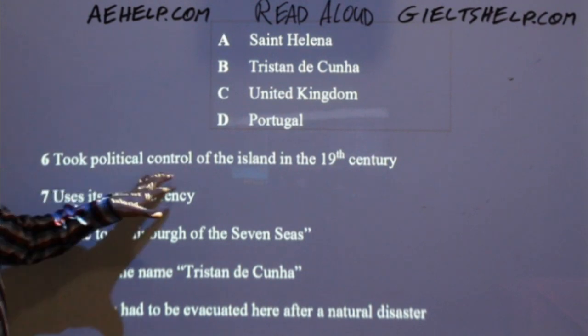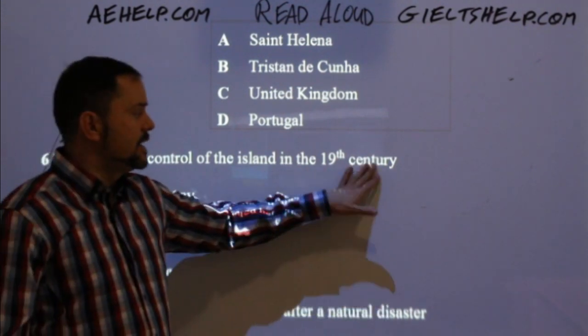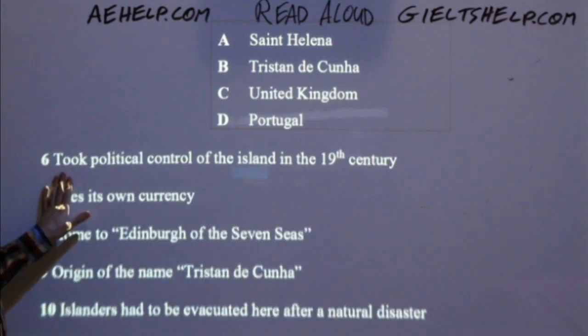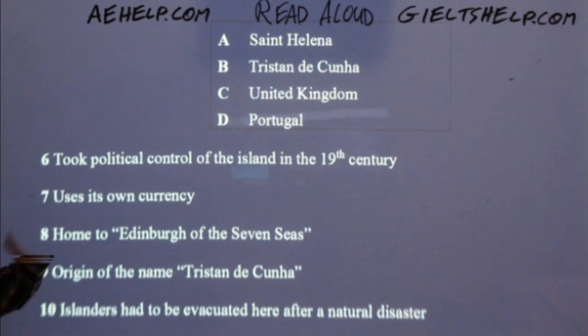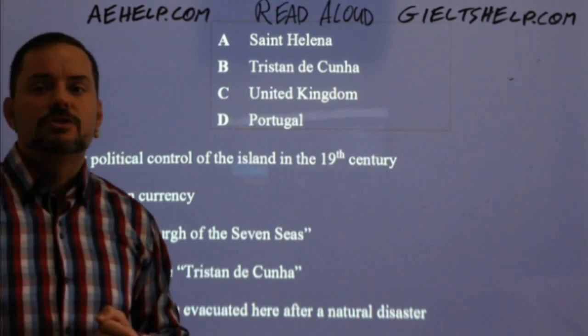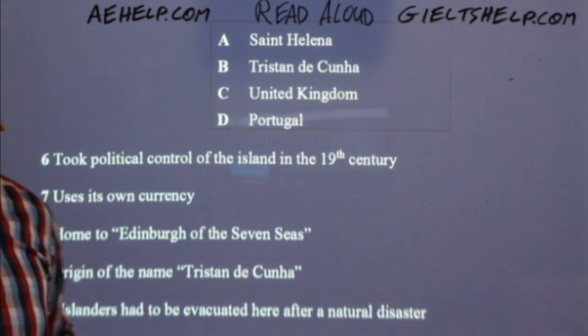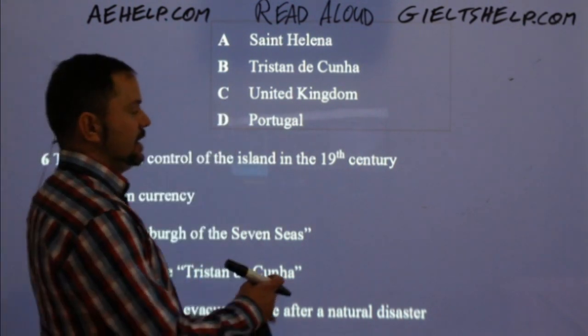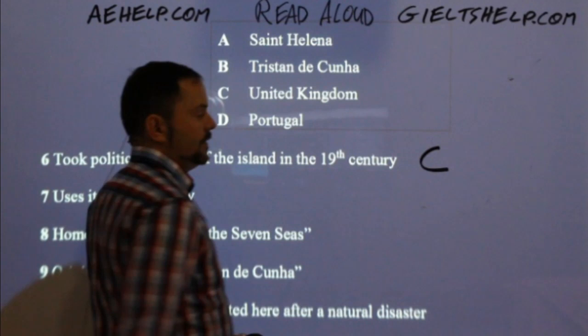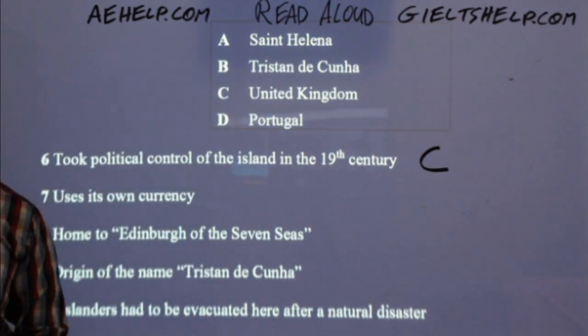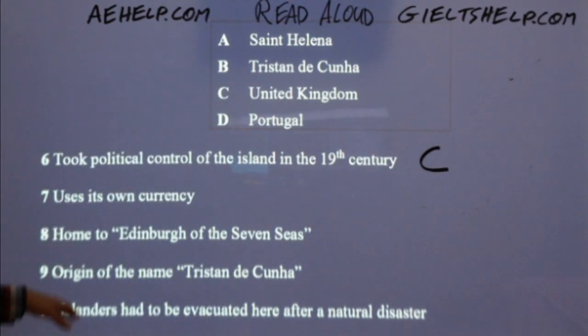"Took political control of the island in the 19th century." So in the 1800s, they took control of the island. Who was that? Who took control of Tristan da Cunha? That's right, Hassan. United Kingdom. Make sure you don't write United Kingdom, but you put C into the answer sheet. Very good. Okay, awesome.